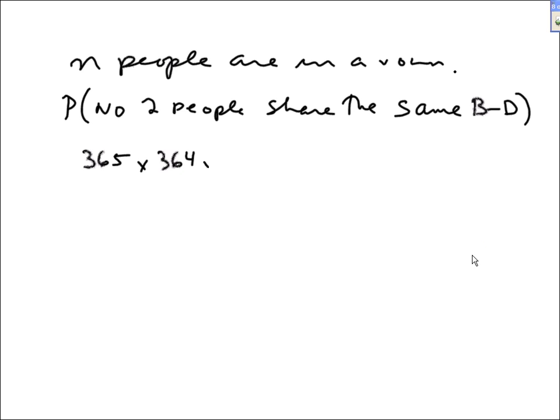Now, two people are in there with different birthdays. The next person can't have this person's birthday or that person's birthday. The third person can have their birthday in any one of 363 days. Now, the question is, remember there are n people. How many different birthdays can this last person have?